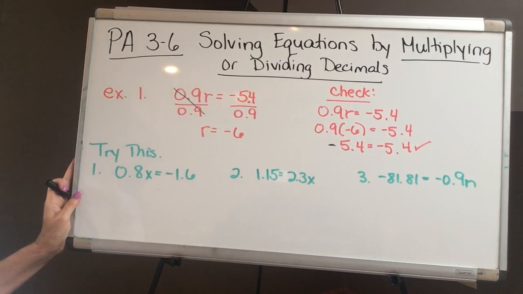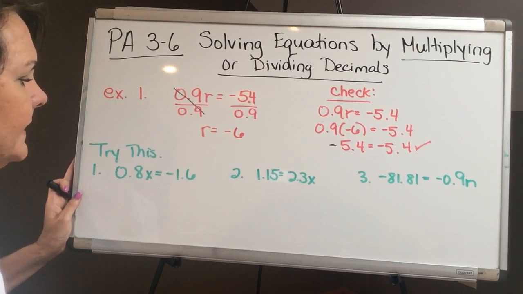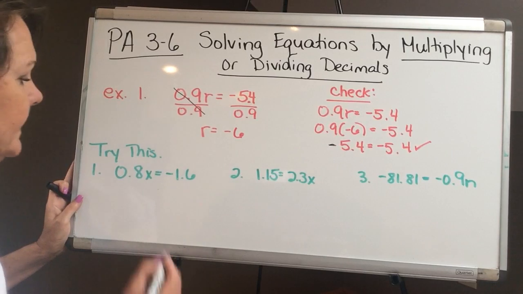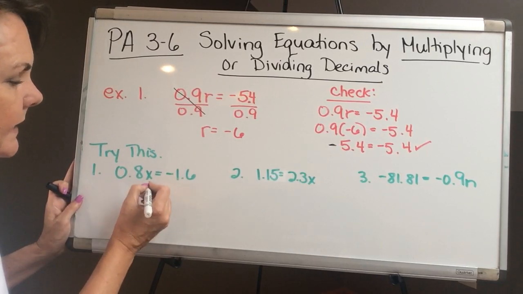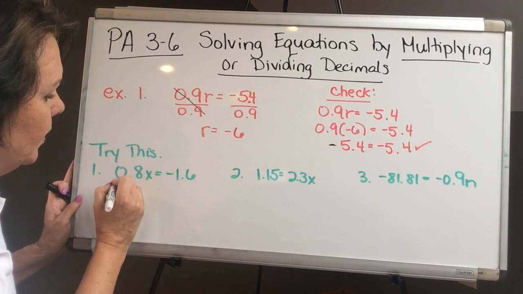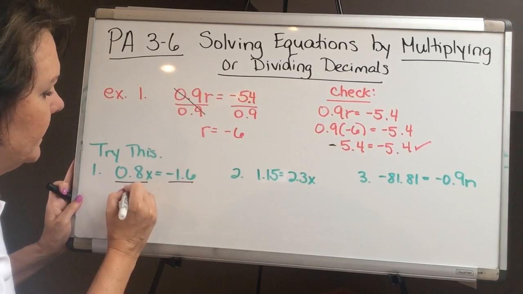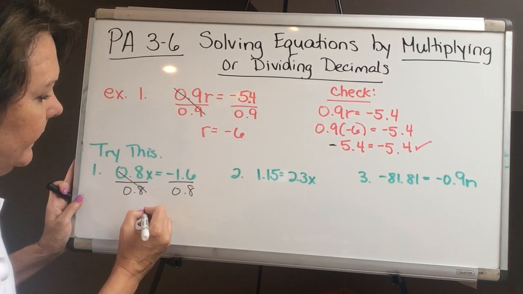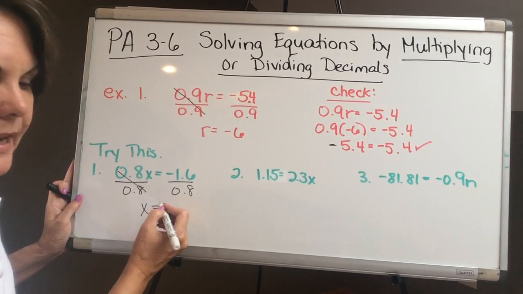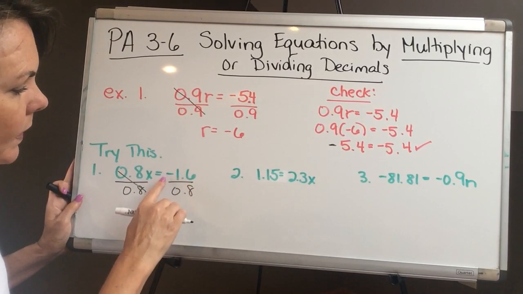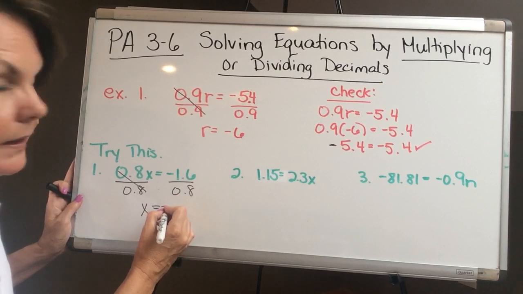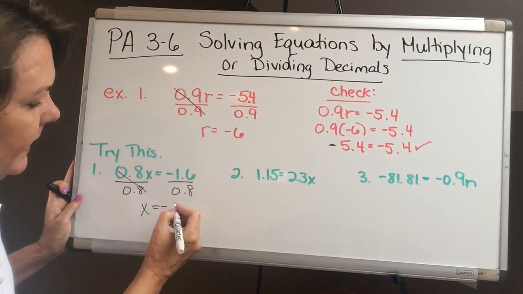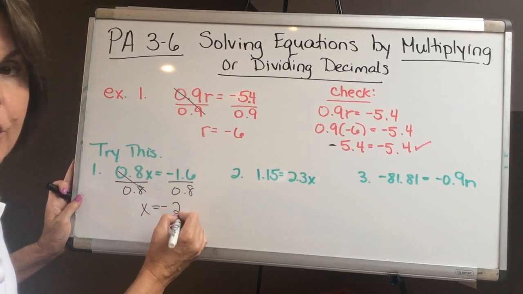Let's try a couple. Look at number 1. 0.8x equals a negative 1.6. So the 0.8 is attached to the variable x through multiplication, so I'm going to divide both sides by that number. And it cancels, leaving me with x equals, now sign first, a negative divided by a positive is a negative. Now I'm not even thinking about that, and this is going to give me 2.